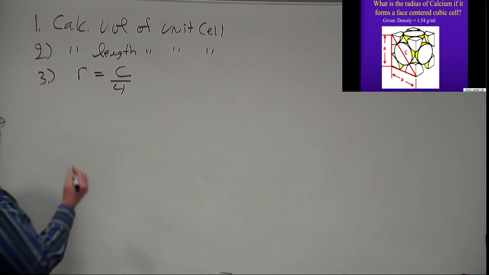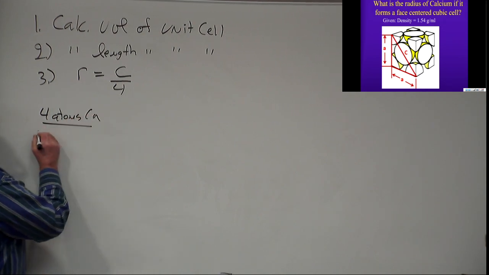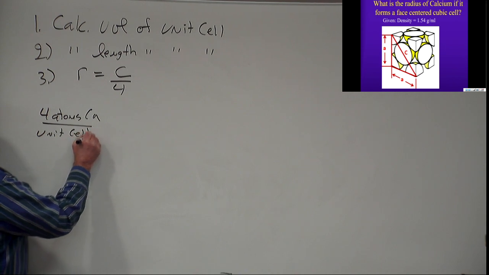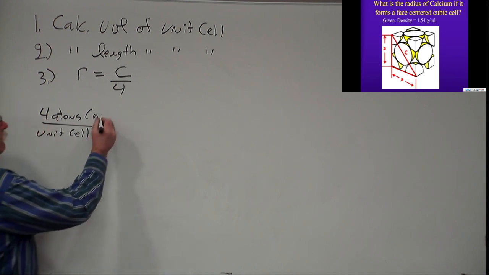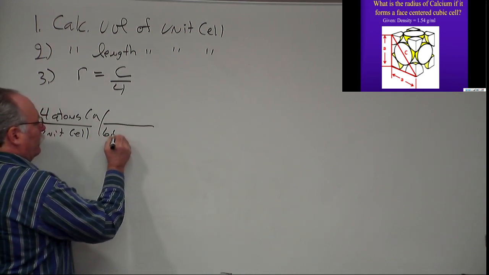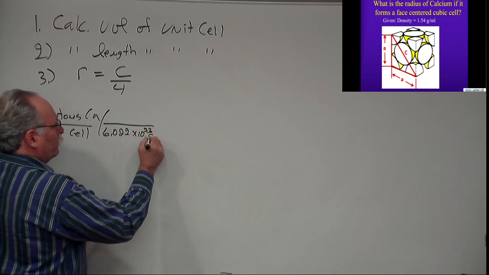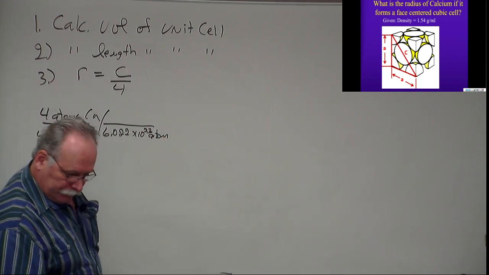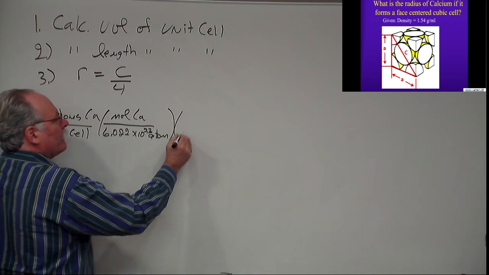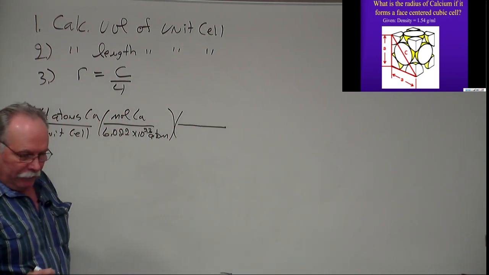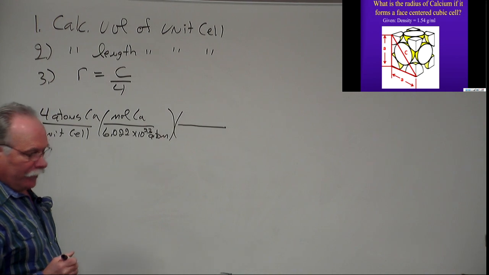For a face-centered cubic cell, there are 4 atoms of calcium per unit cell. If it was a simple cubic cell, there would be 1 atom. And if it was body-centered, there would be 2. Now, we know that there are 6.022 times 10 to the 23rd atoms per mole of calcium. And we know that calcium, if we go to the periodic table, has a molar mass of 40.08 grams per mole.